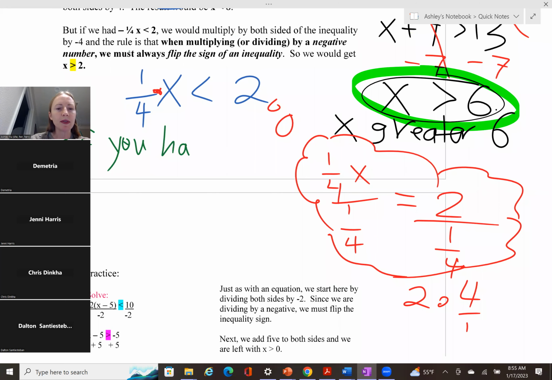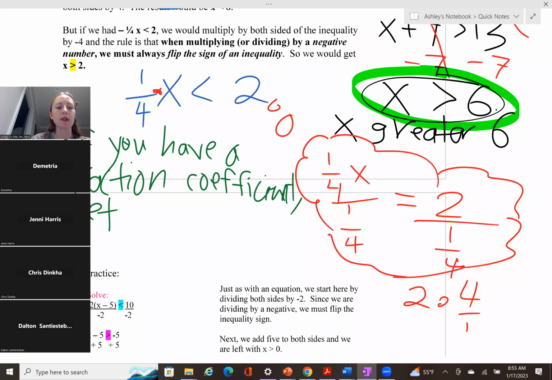If you have a fraction coefficient, and coefficient just means the number that's in front of x, or the variable being multiplied, get rid of it by multiplying by the reciprocal. It's just easier. It takes less time.